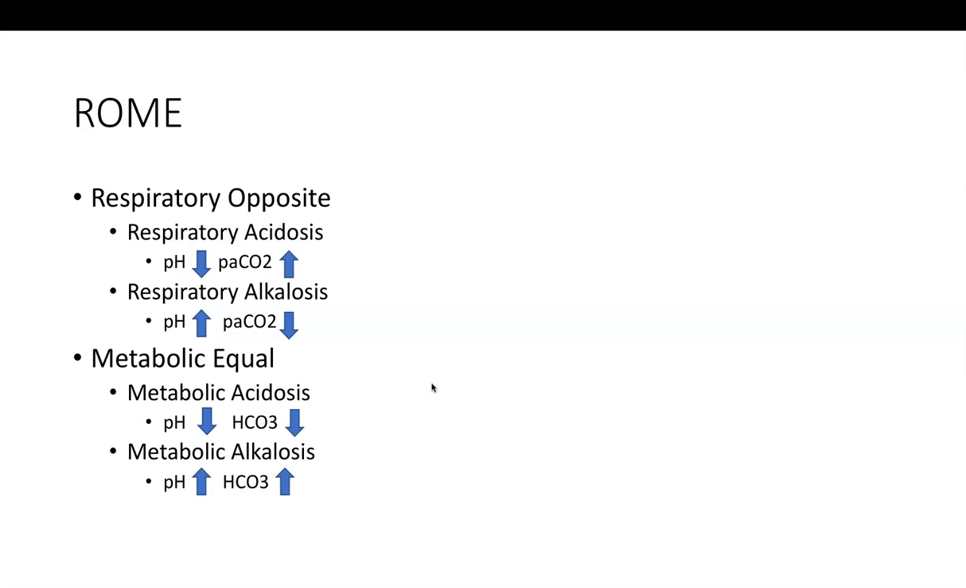Anytime you have a patient who has respiratory acidosis, the pH is going to be low, meaning less than 7.35, and our PaCO2 is going to be high, or greater than 45. With respiratory alkalosis, the pH is going to be high, and the PaCO2 is going to be low, or below 35. So you see our arrows go in opposite directions. With metabolic acidosis, our pH is going to be low, and our bicarb, because remember our bicarb is our buffer, is also going to be low, going in equal directions. With metabolic alkalosis, your pH is going to be elevated, and your bicarb is also going to be elevated.